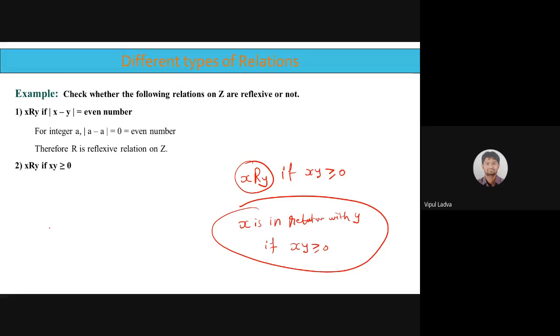Now we need to check whether 1 is in relation with 1, whether 2 is in relation with 2, whether 3 is in relation with 3, whether 4 is in relation with 4, whether 0 is in relation with 0, whether minus 10 is in relation with minus 10 or not. So we are supposed to check for each and every element of Z. Now I'm waiting for your reply whether this particular relation is going to act as a reflexive relation or not.